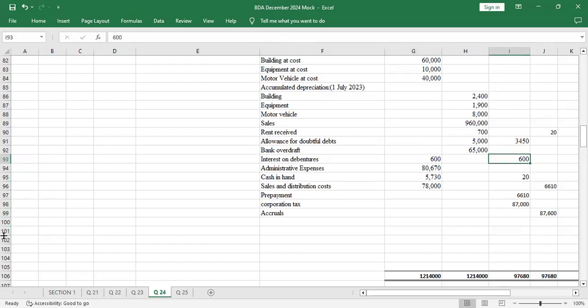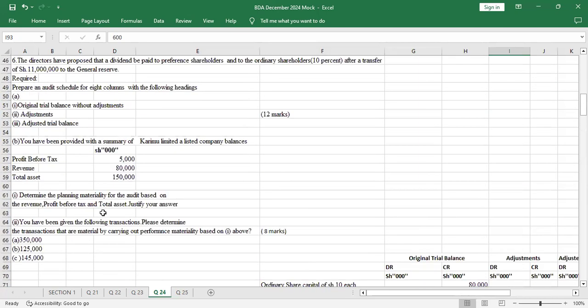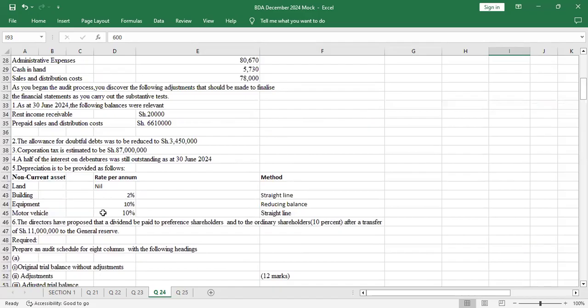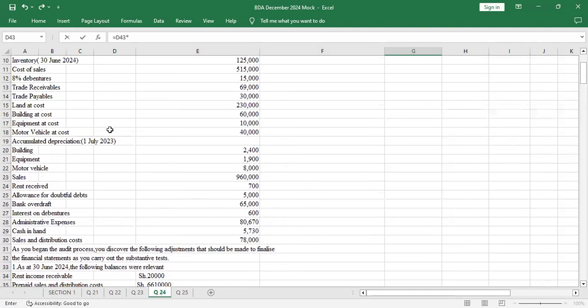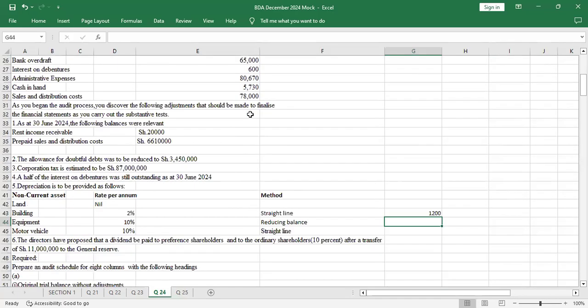Then we'll go to the next item, the next adjustment is depreciation. Number 5, depreciation is to be provided as follows. We have land, building. So I'll start with the building. I was told that for the building, the depreciation for the year was 2%. So if it is on a straight line, it means that it's depreciation on cost. So you take 2%, you multiply by the value of the building at cost. So the building at cost, the value was 60,000. So I have that depreciation.